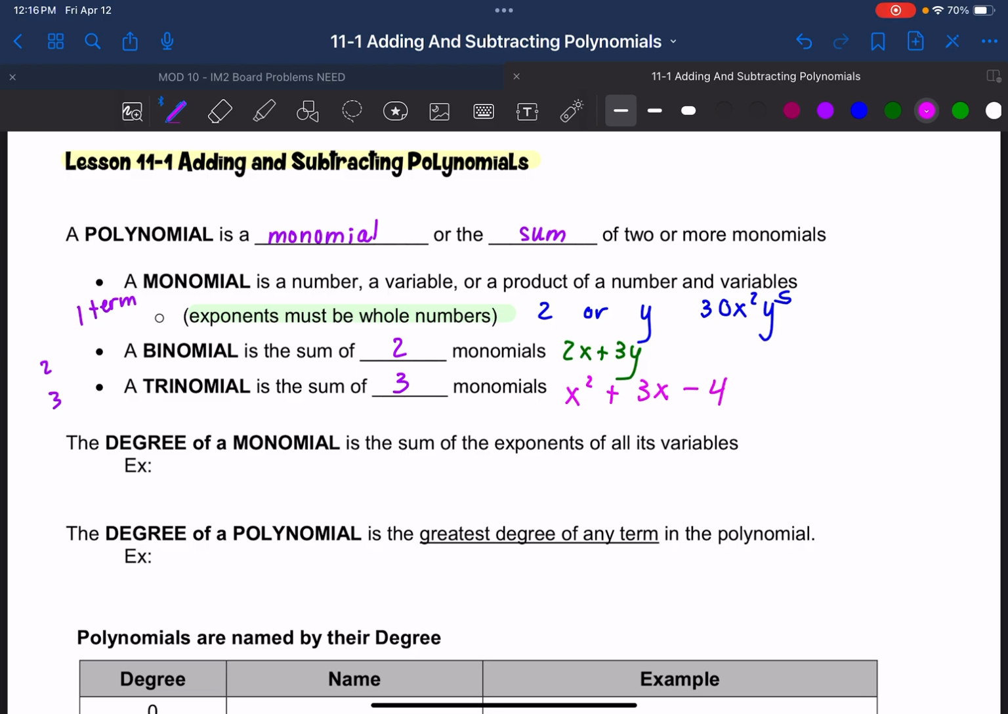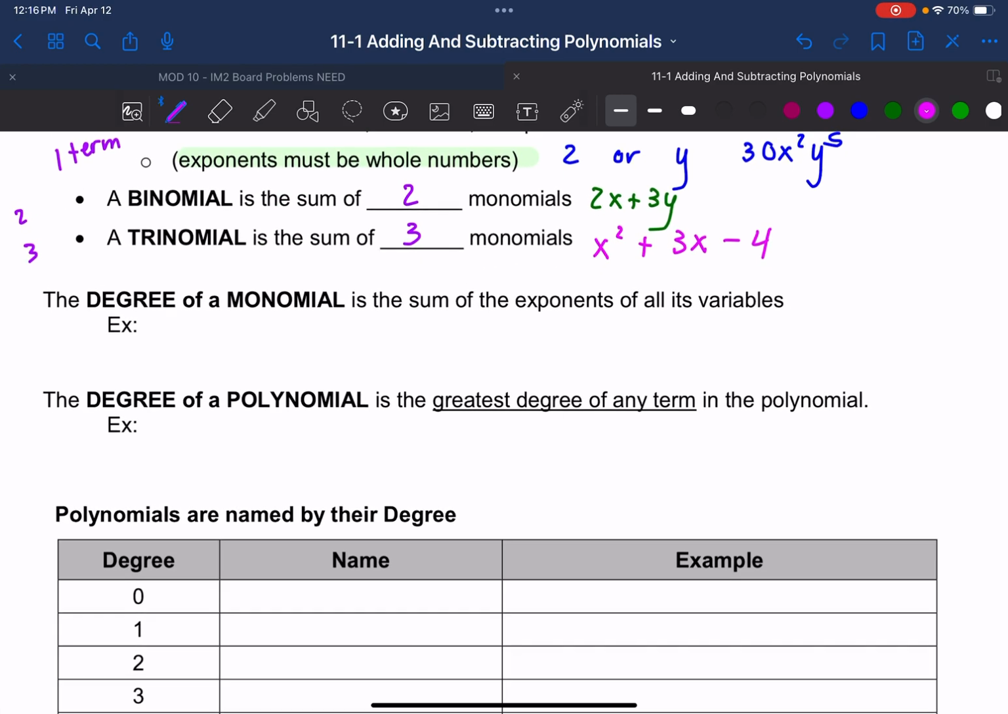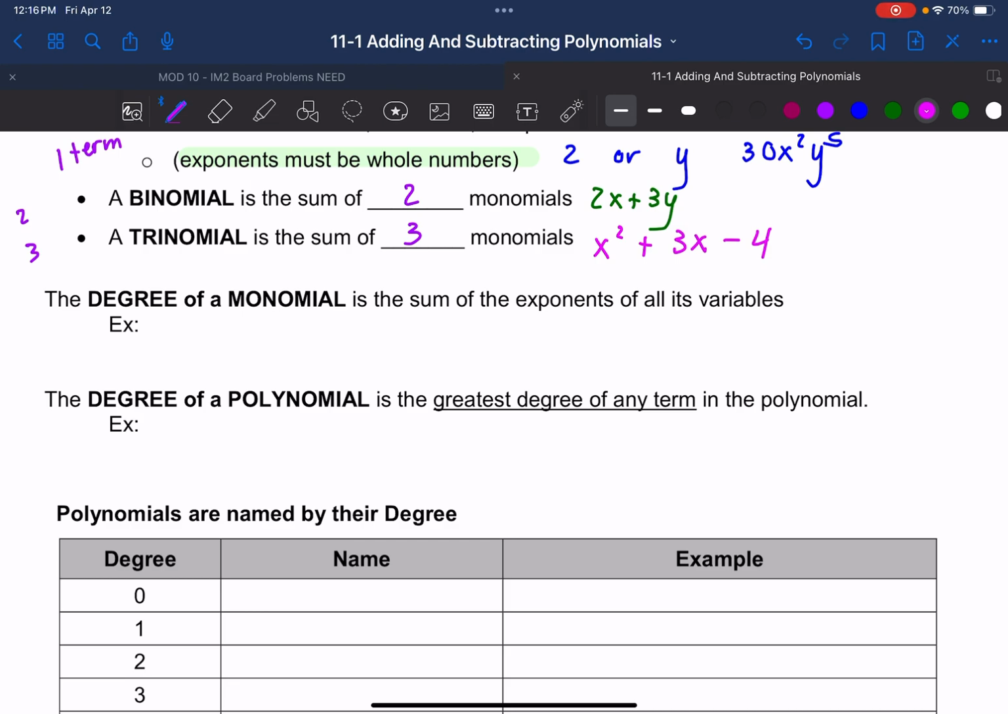All right, next we're going to talk about the degree of a monomial or a polynomial, which becomes important when you get to integrated 3. You'll be graphing polynomials. So you need to know the degree. And what that means is it's different in terms of a monomial versus a polynomial. If I just have one term, so let's say 2x squared. Let me add one more variable. Okay, so that's still a monomial, one term, and I've got 2x squared y.